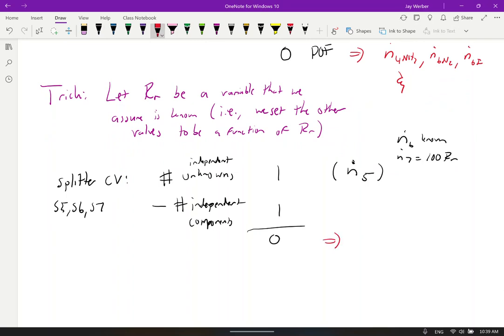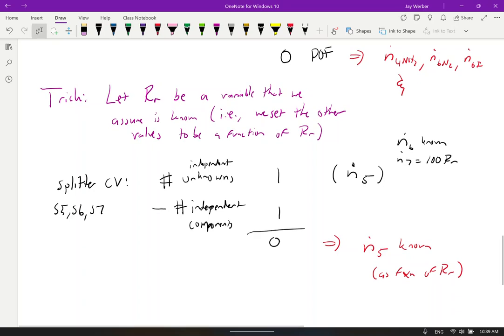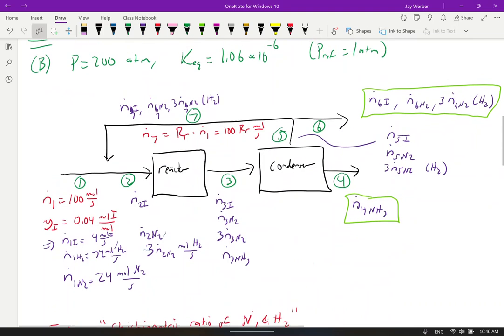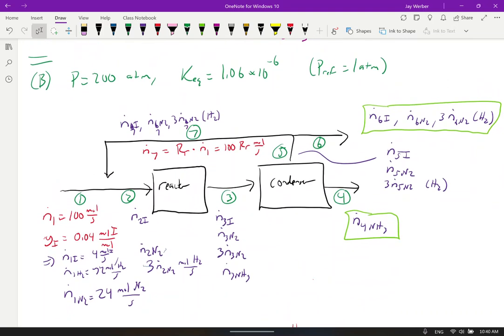So now we know stream 5 is known, and all of the components in stream 5 are known as well. But they're as a function of the reflux ratio, or the recycle ratio. So weird thing there. We can do the same thing for combining stream 7 and stream 1.